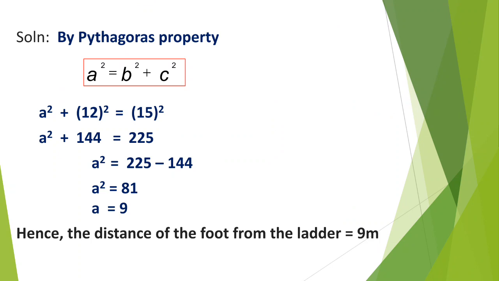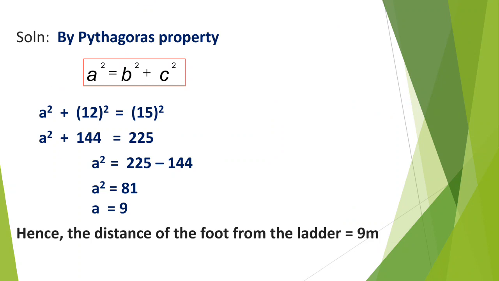So take A square as it is, which is equal to 225 minus 144. Plus 144 will come as subtract 144. So, 225 minus 144 is 81. A square equals 81.